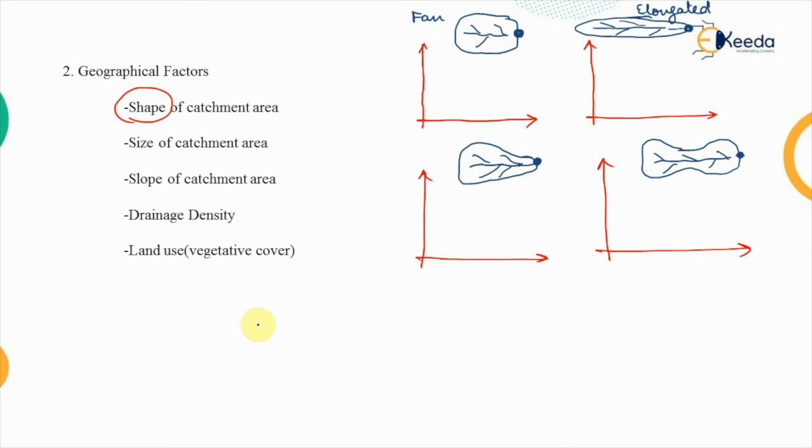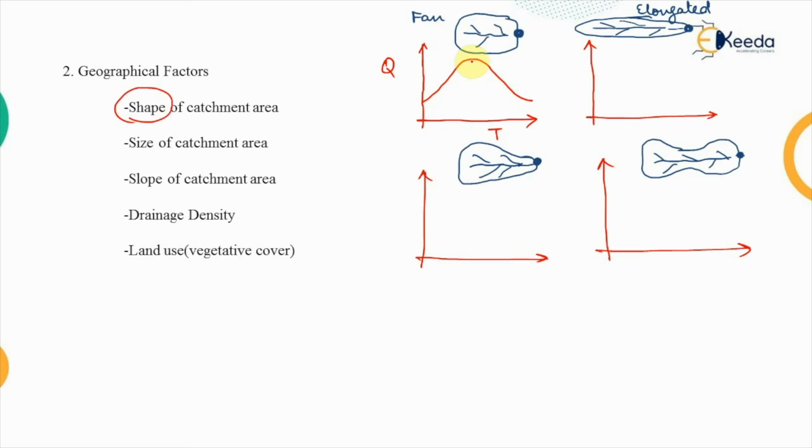Now corresponding to all of these, we will be obtaining different shapes of the hydrograph. So starting with the first one. Now this will be the plot between the discharge and the time. So we will be getting this as the shape of the hydrograph.